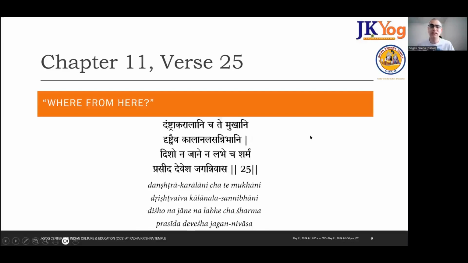So in fact, finally in chapter 11, verse 25, the catchphrase here is: where from here? Because Arjun says two things. He's forgotten where he is, and he does not know where to go next. So he concludes by asking, pleading with Sri Krishna, Prasida, for mercy. So that's the essence of these 5 verses here. I'll also mention a couple more things.